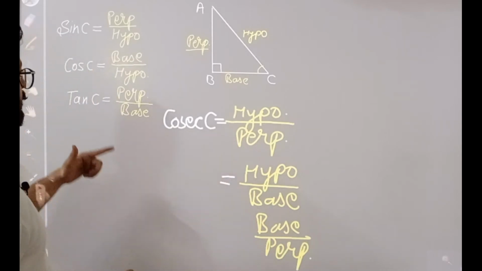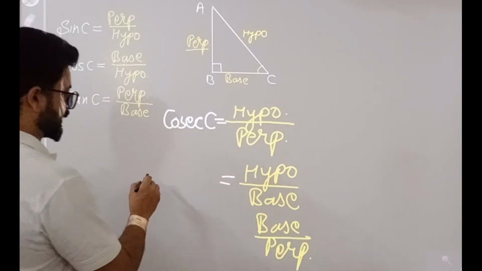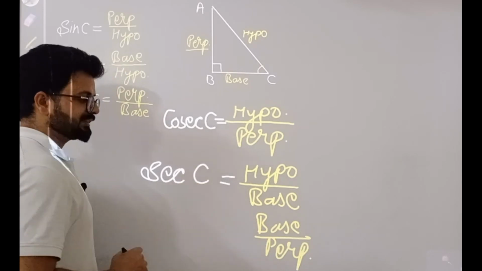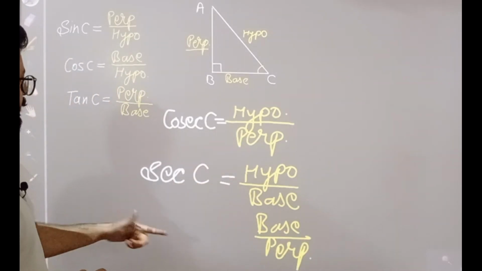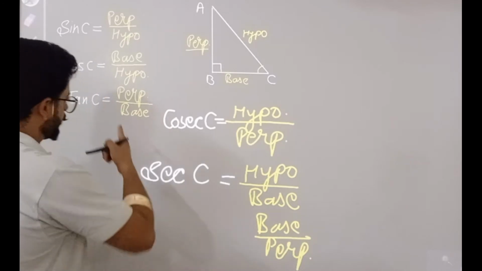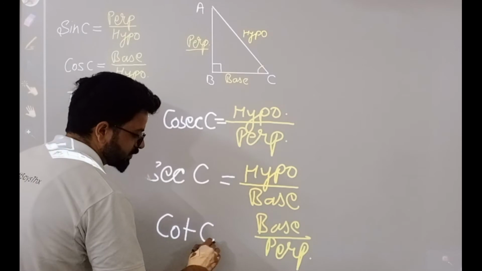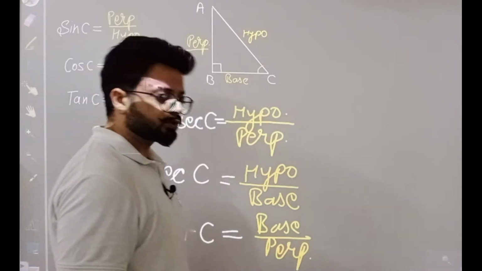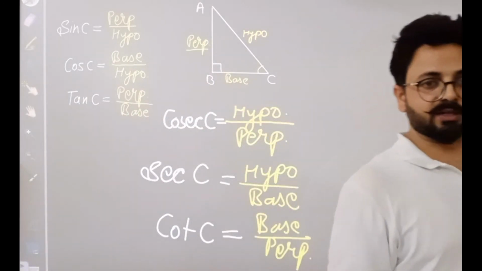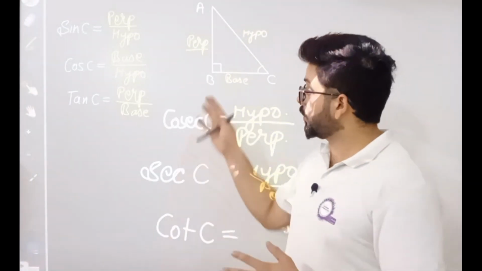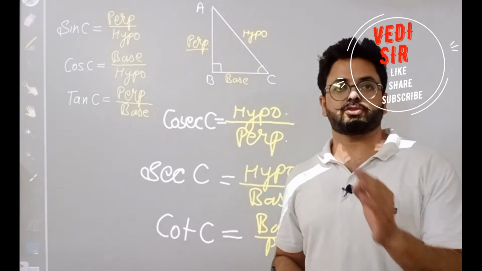The next is secant, sec of angle C. And the last is cotangent. Before it was tangent, now it is cotangent, so the abbreviation is cot. So these six are the trigonometric ratios, and the complete trigonometry is based on these six ratios.